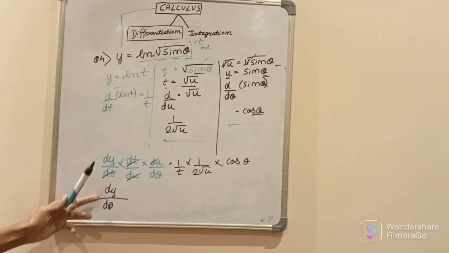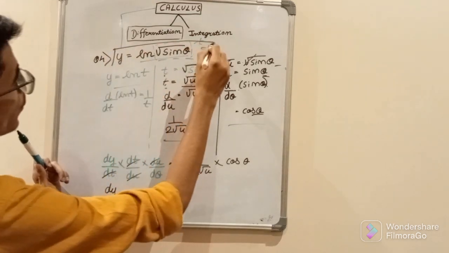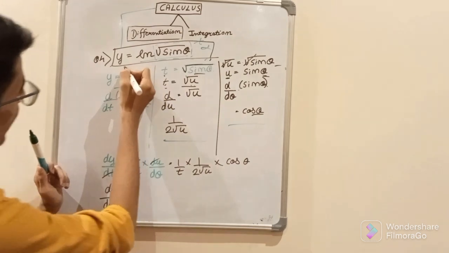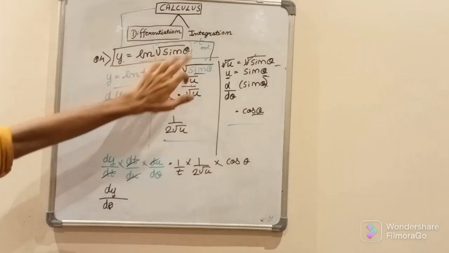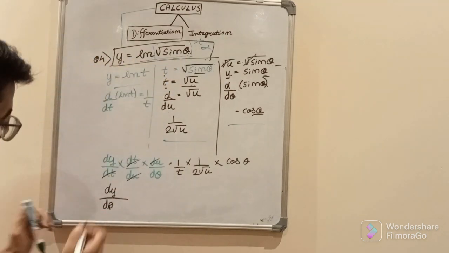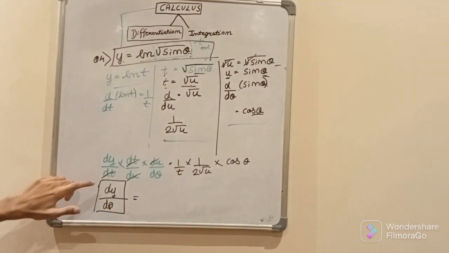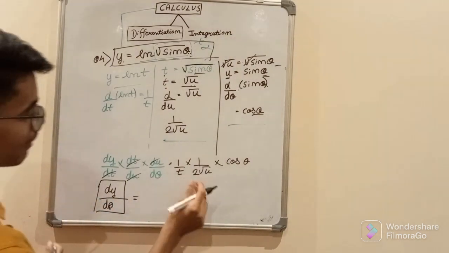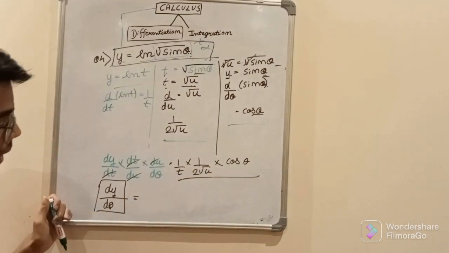Now this time we are not left with dy upon dx, because it is clear in the question only that we are required to differentiate y with respect to theta. There is no x on the RHS side, so y has to be differentiated in terms of theta. So that means we are absolutely correct till this step. We have got dy upon d theta, and we just now have to substitute the values of t and u.